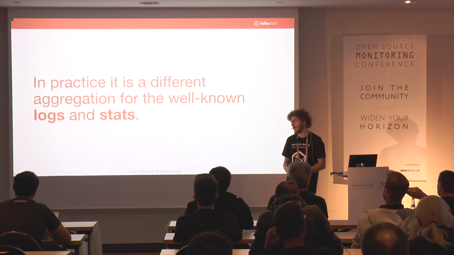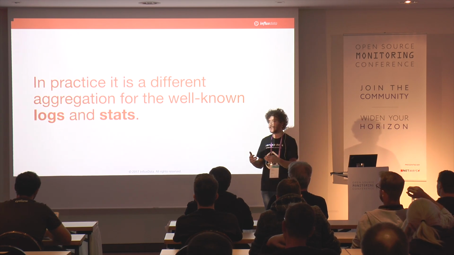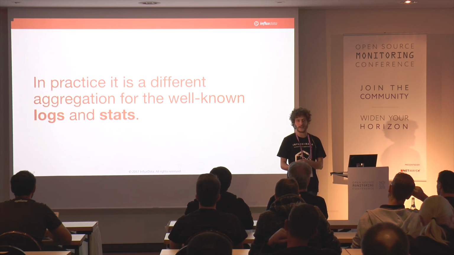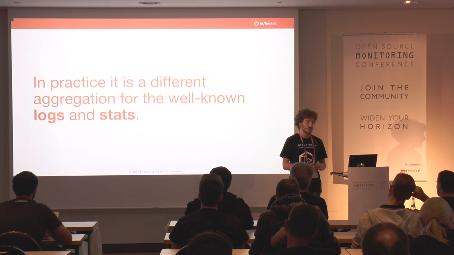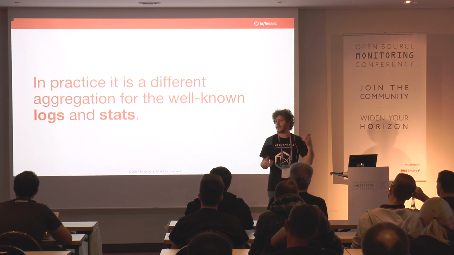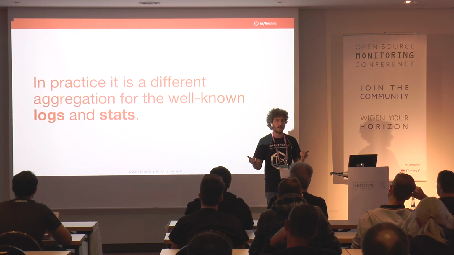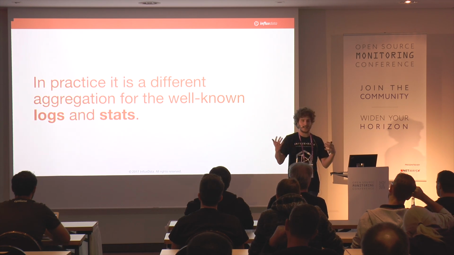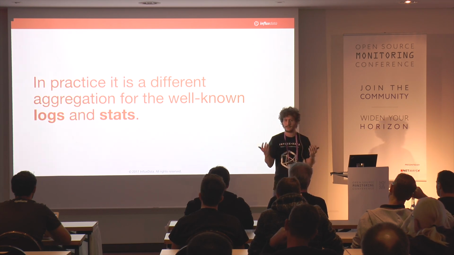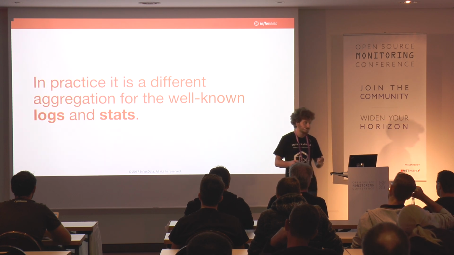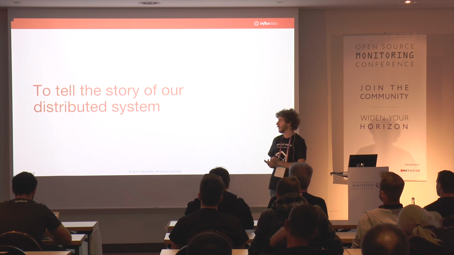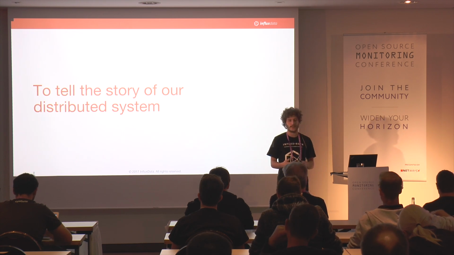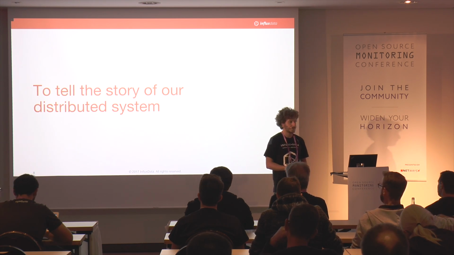In practice, you still have a set of points or logs. It's just a different aggregation of these points. A trace is made of points, the start and the end point, and there are other points that describe what happened in the middle. But it's just a different aggregation, with logs and traces. So nothing really new. And as I said before, they tell you the story of your distributed system.